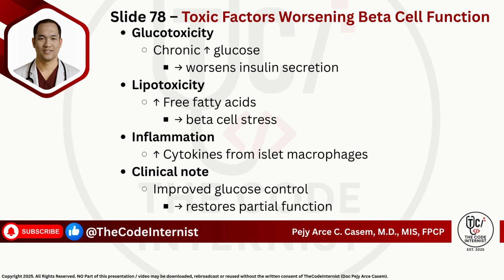What makes beta cell function worse over time? It's a toxic environment. Constant high blood sugar damages beta cells in a process called glucotoxicity.